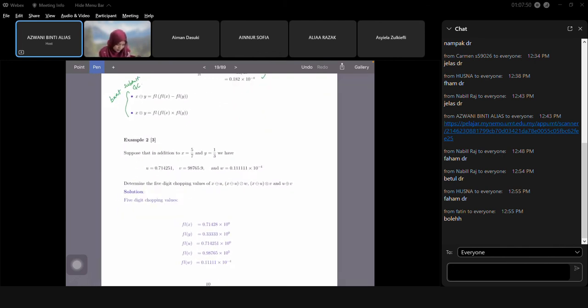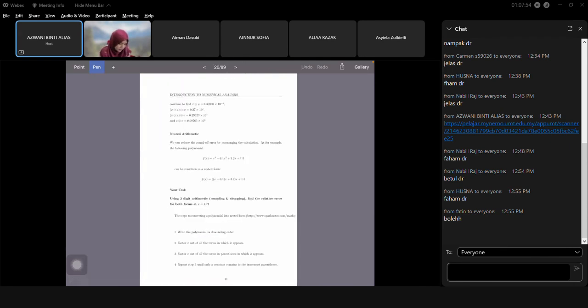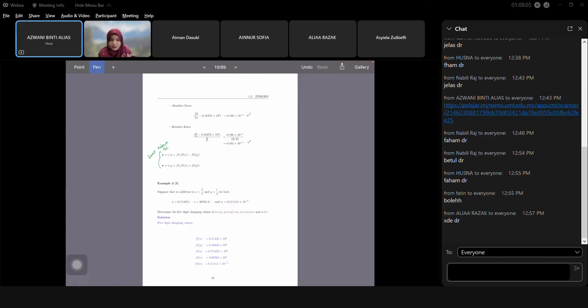Okay, ada soalan tak? Yang the next example kita akan bincang hari Khamis lah. Okay, itu saja. Ada soalan tak sekarang ni? Nanti saya akan create the submission punya part dalam Google Classroom untuk you all submit. Don't worry. Okay, tak ada.